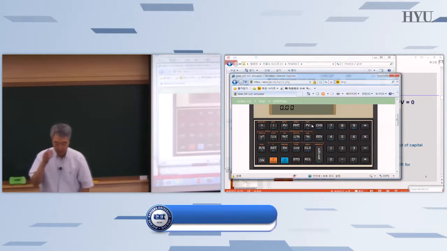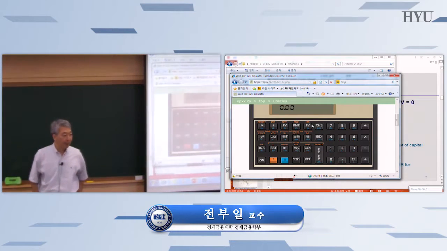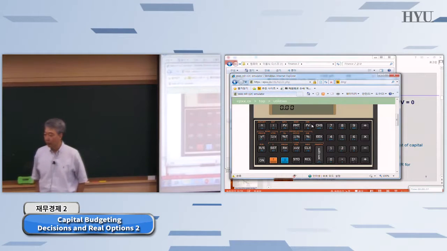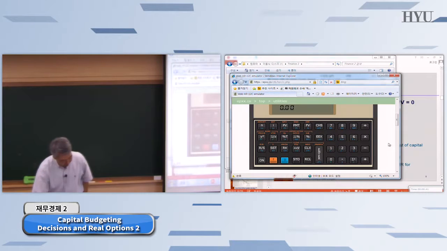Okay, this is the orange IRR key, okay? Because I showed you how to calculate the internal rate of return, or actually yield to maturity, the same thing, right? Yield to maturity is the same thing as the internal rate of return.